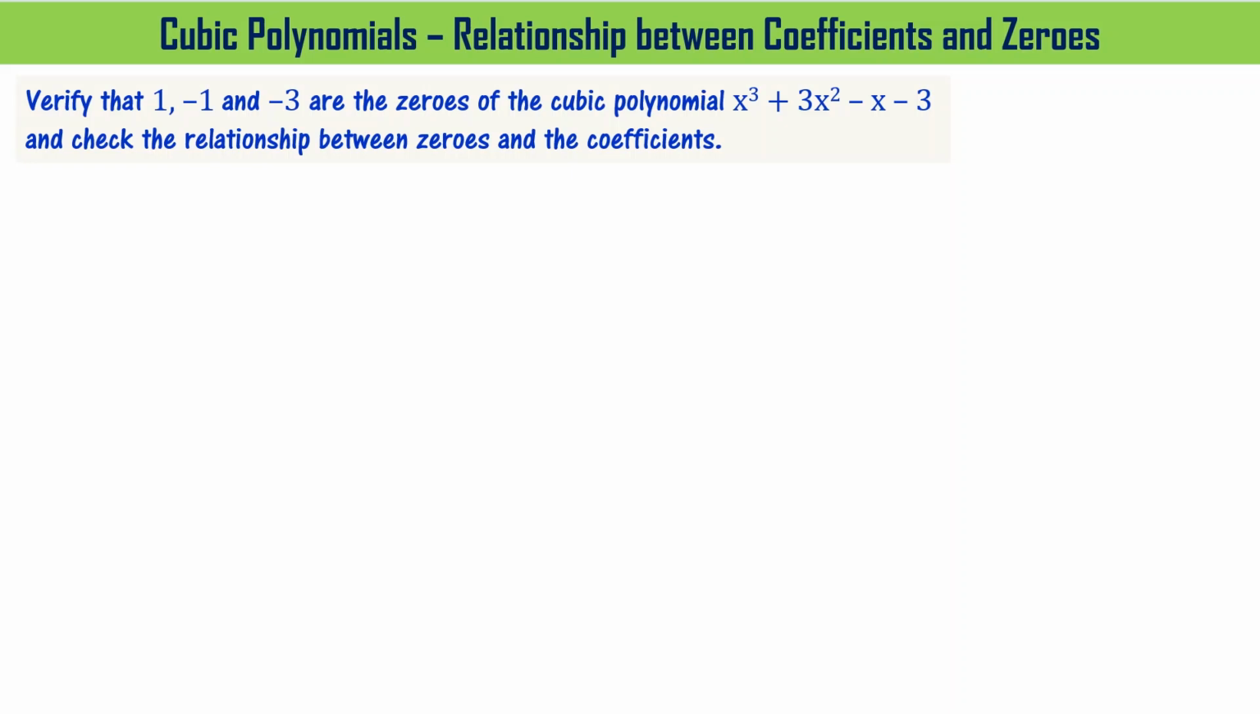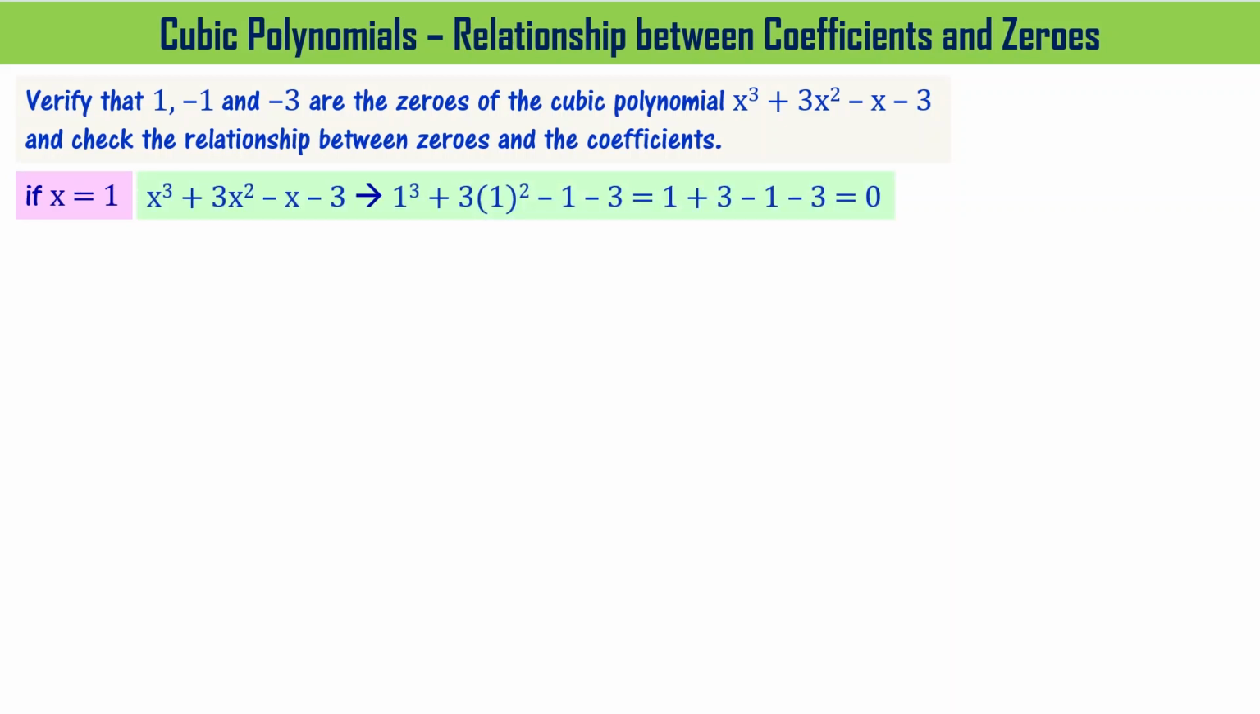We said that we want to verify whether 1 is a zero of the given cubic polynomial or not. It means if I take x equal to 1 and substitute in the cubic polynomial given, and simplify it, you should get answer 0. It means that when you substitute x equal to 1, the value of polynomial is becoming 0. It means x equal to 1 is a zero, right, of the given cubic polynomial.